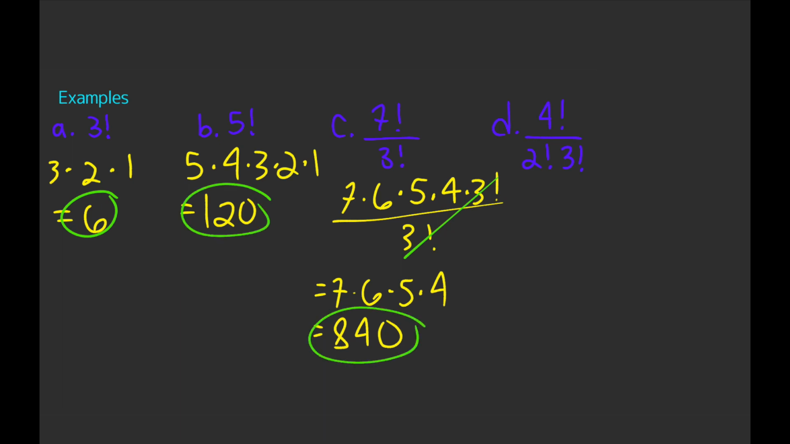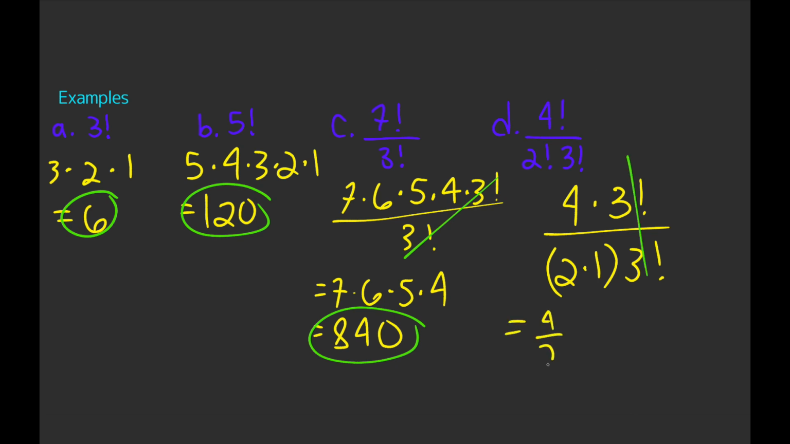Alright, and finally, example D. We have 4 factorial over 2 factorial times 3 factorial. So let's expand it out. We have 4 times 3 factorial over 2 factorial, which is 2 times 1 times 3 factorial. Well, we know that 3 factorial is going to cancel out. And that's essentially going to leave us with 4 divided by 2, which just equals 2.